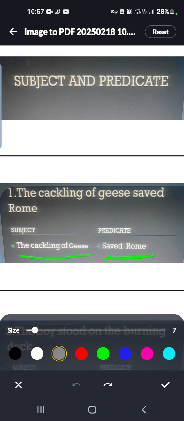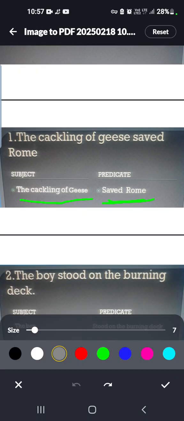So let's move on to the first question. The cackling of geese saved Rome. Here we are talking about the cackling of geese, so the cackling of geese becomes the subject of the sentence. And what is the remaining part? Saved Rome. So saved Rome is the predicate of the sentence.